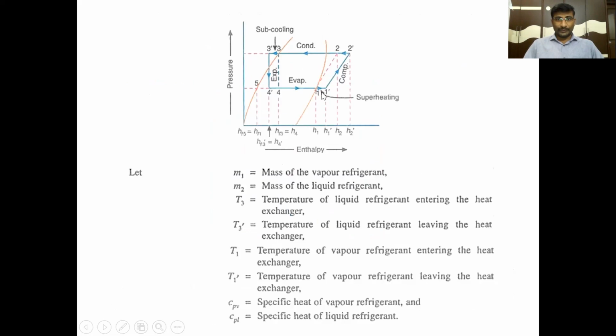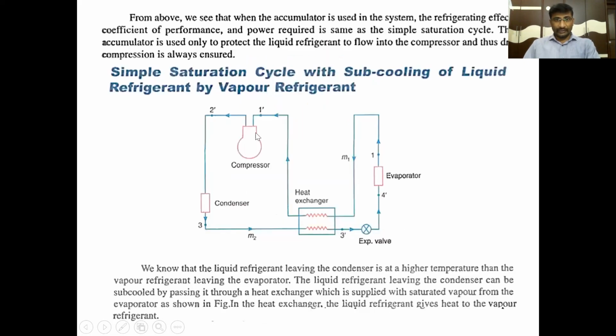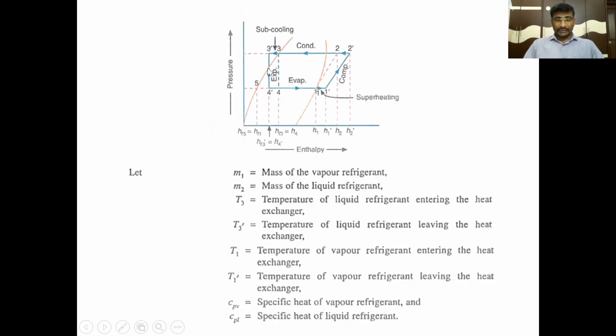1 to 1 dash is the superheating process that occurs in the heat exchanger, and 1 dash to 2 dash is the compression process. 2 dash to 3 is the condensation. After this, the liquid refrigerant passes to the heat exchanger. In the heat exchanger, this saturated liquid is subcooled up to 3 dash.